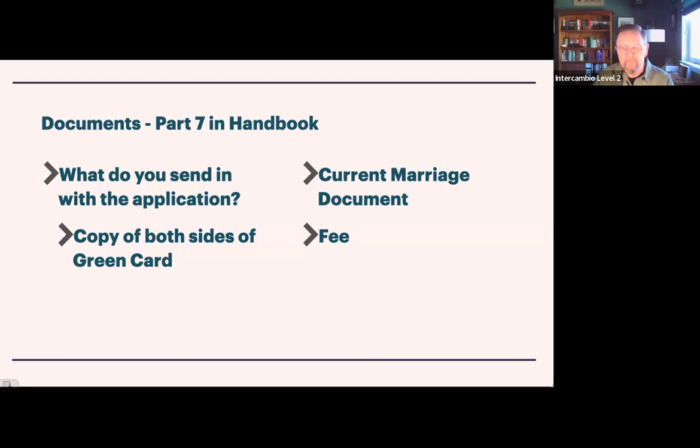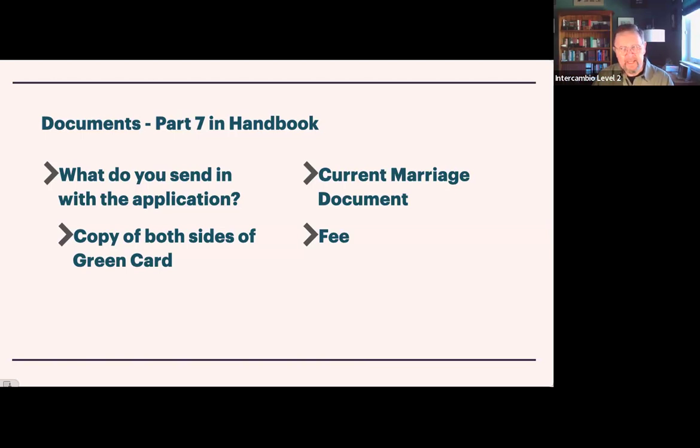Also, with any documents that you mail in, only send copies. Only send a copy of your marriage certificate or divorce decree. Only send a copy of the front and the back of your green card. Never send the originals. All right. Now, you don't want to bring the originals with you to your interview, but for submitting, if you're mailing it in, only mail in a copy.